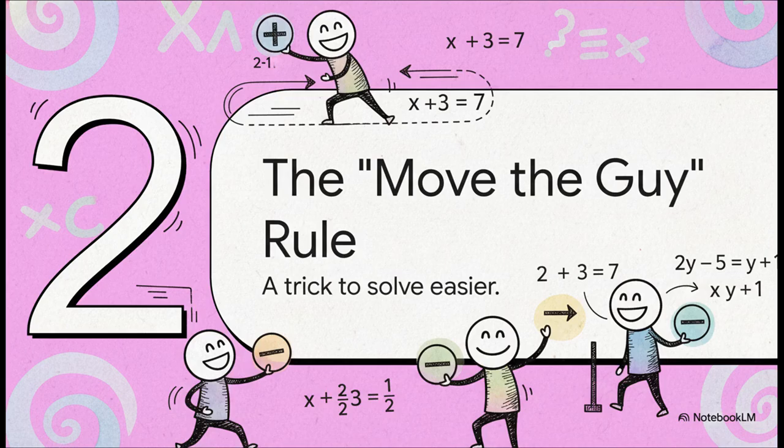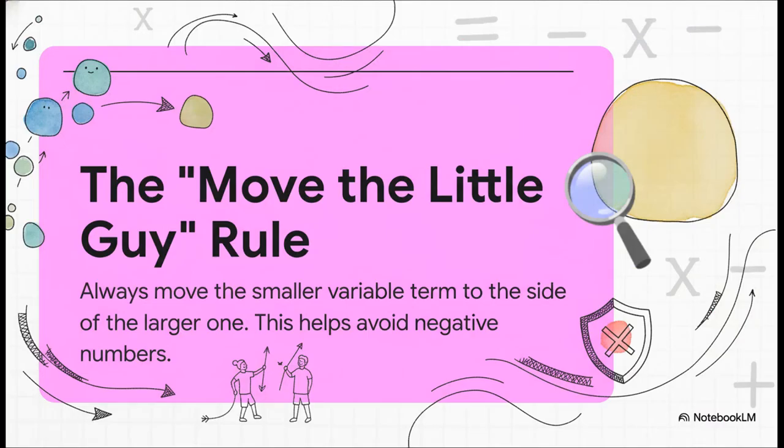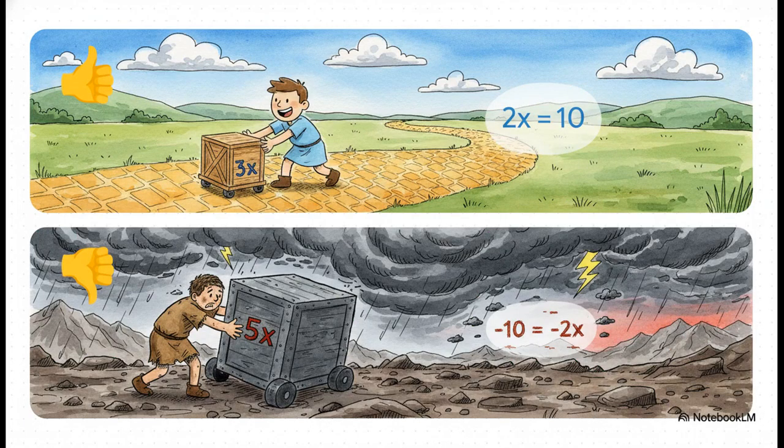So how do we get them on the same side? I'm going to let you in on a simple but really powerful strategy I call the move the guy rule, and it's designed to make solving these equations so much easier. Okay, so the key is this. Always find the smaller variable term, the little guy, and move it over to the side with the bigger one. Now, why do we do this? It's simple. This one little step helps you avoid working with negative numbers, which, trust me, is where most mistakes happen.